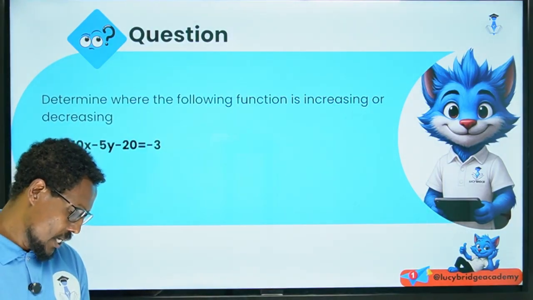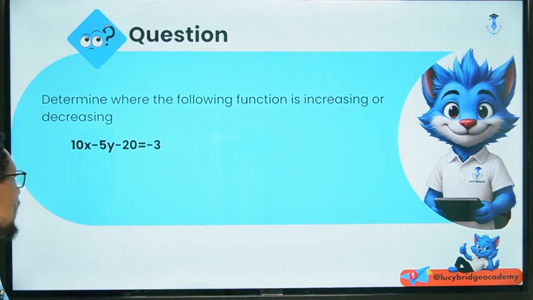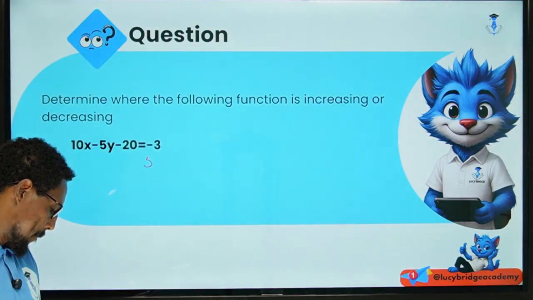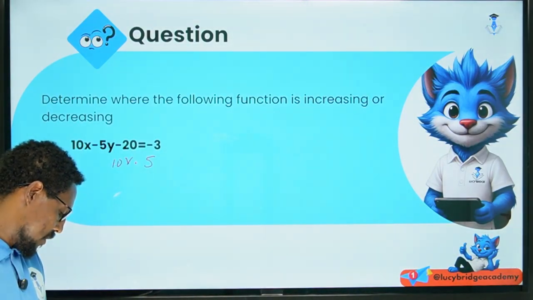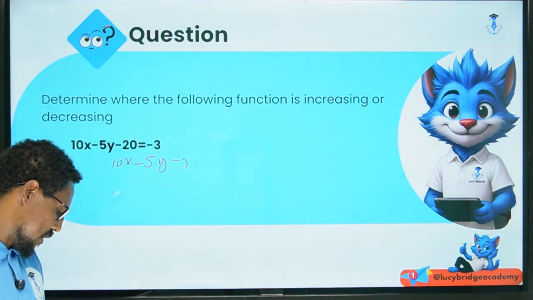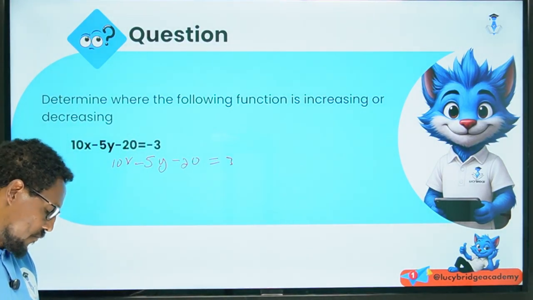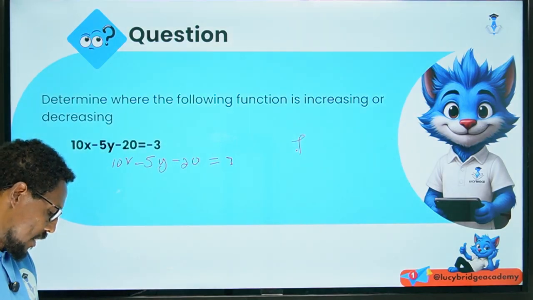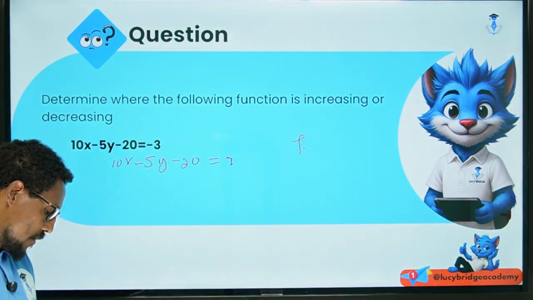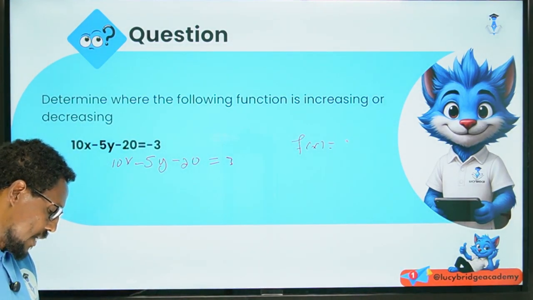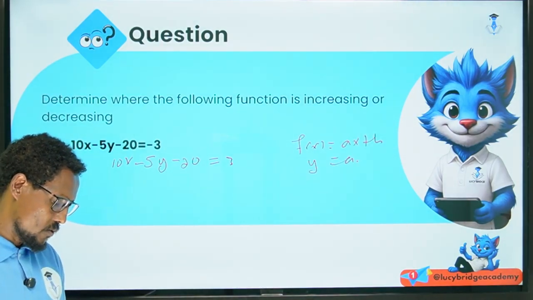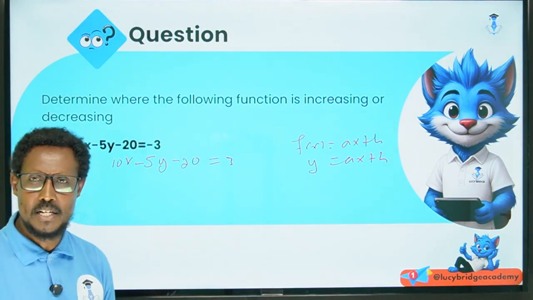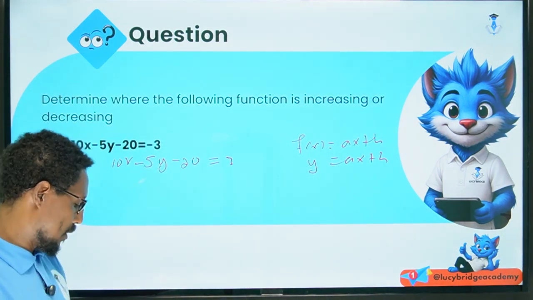Now, look, 5y, 10x minus 5y minus 20 is equal to 3. Write first in the form of y is equal to ax plus b, f of x is equal to ax plus b. Then we can identify the slope easily.